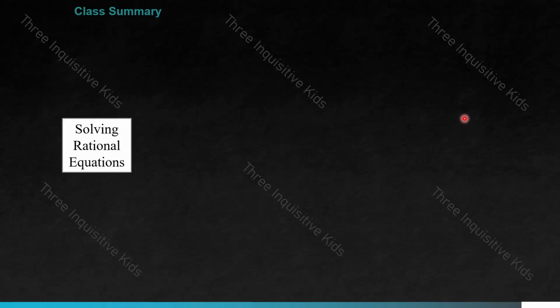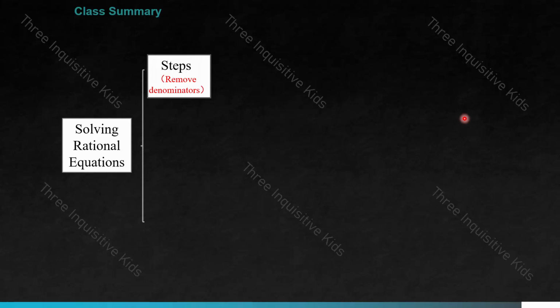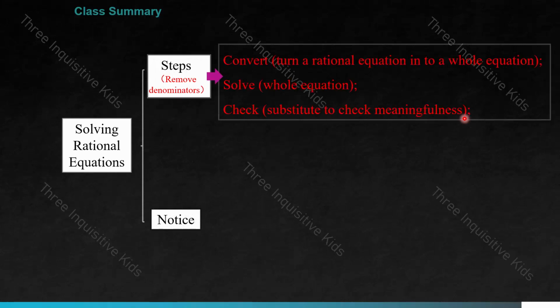Class summary. Today we solved rational equations. It breaks down to two main points, the steps and the reminders. So the steps, with the key point as removing denominators, is to first turn a rational equation into a whole equation, solve the whole equation, and then double check.